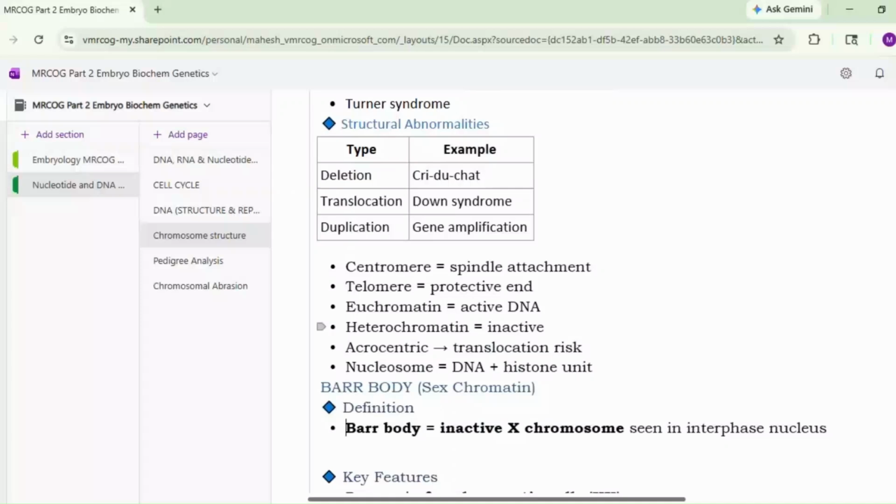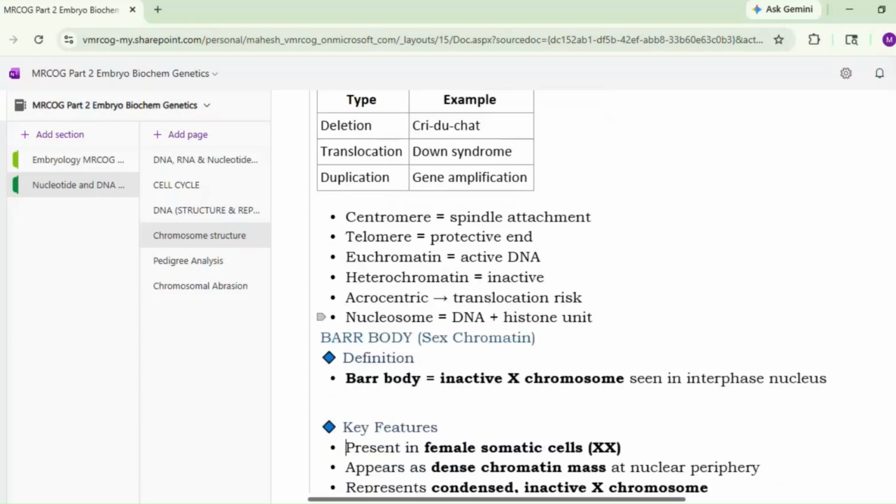Now let us see about the Barr body. That is the sex chromatin. This can also be asked as a SPA. So Barr body is the inactive X chromosome seen in the interphase nucleus. Out of two X chromosomes, generally one X chromosome gets inactivated. This inactivated chromosome forms the Barr body.